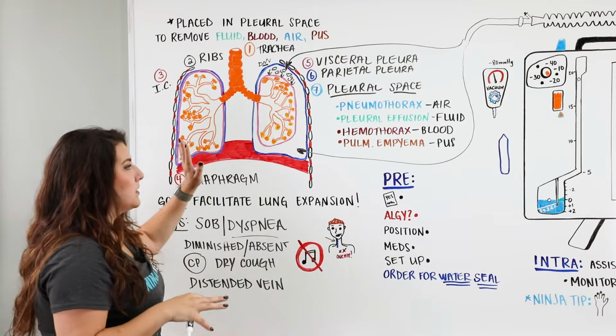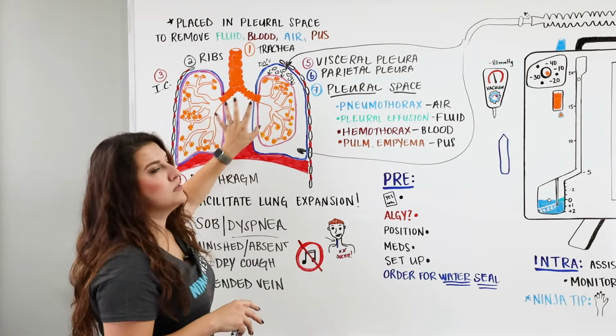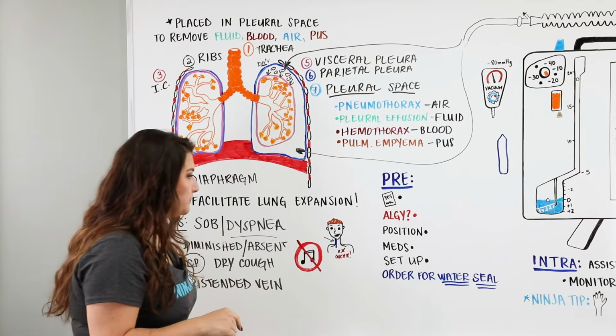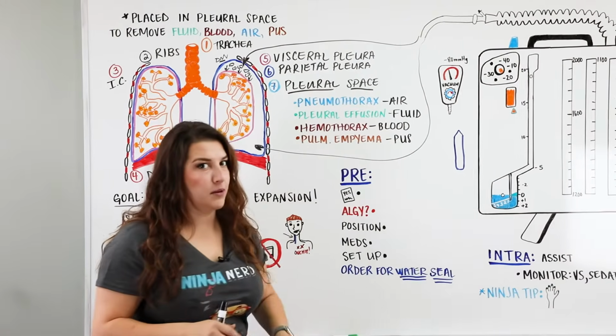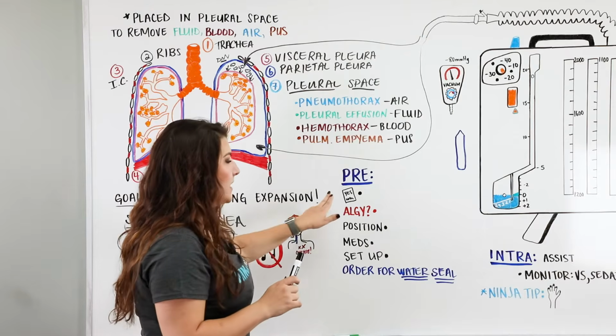The last thing is the doc is probably going to get a chest x-ray. It's going to show clearly that there is a compression somewhere on either lung. And then they're going to say, let's put a chest tube in. As a nurse, we're going to get some things set up before the tube is placed. The first thing is, make sure consent is signed.